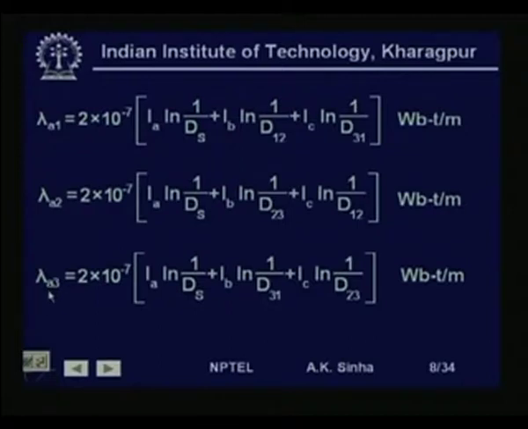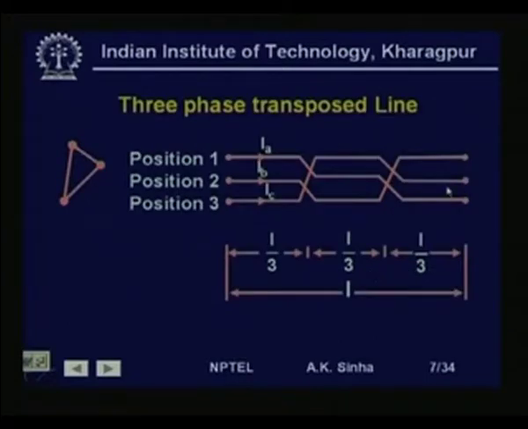Similarly, for the last 1/3 portion of the line, we have the flux linkage with phase A conductor equal to 2 into 10 to the power minus 7 into I A log n 1 by d s plus I B log n 1 by d 3 1, because now I B is occupying position 1 and I A is occupying position 3, plus I C log n 1 by d 2 3, as we see here I C now is occupying this position and I A is occupying this position, this is d 2 3.